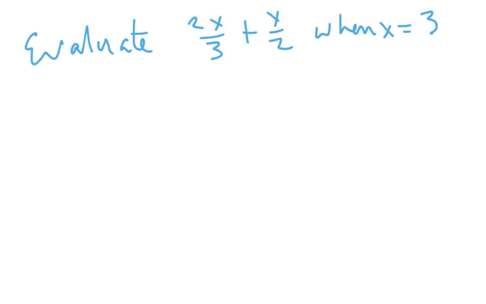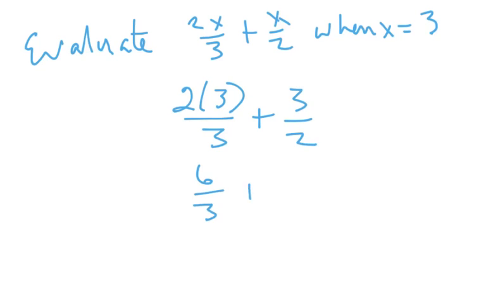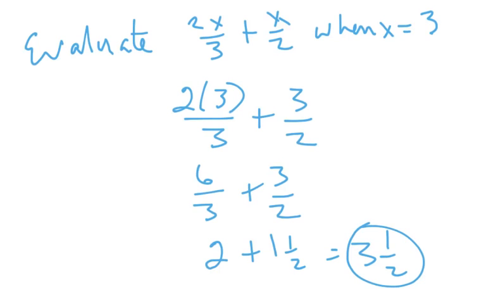Now, when we're told to evaluate an expression, we're going to just replace the x of this, 2x over 3 plus x over 2, with 3. So I'm going to go 2 times 3 divided by 3 plus 3 divided by 2. That's 6 over 3 plus 3 over 2. That's equal to 2, and that's equal to 1.5. That's equal to 3.5. So the answer to that is 3.5.